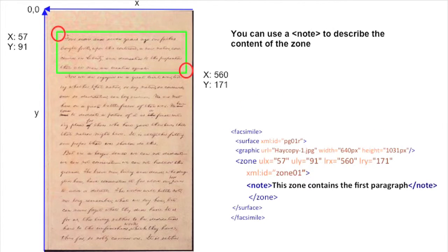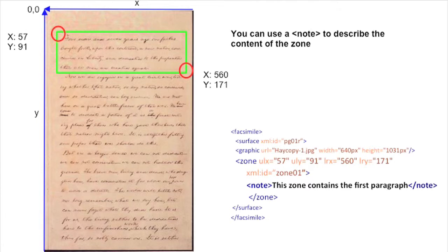Once you've had this encoding, you can, inside the zone, put an element note in which you explain the content of this zone. That is when you want to annotate your image, when you want to describe. For instance, if you are an art historian, you can use this to annotate the beautiful miniature of a medieval manuscript, or to describe what is in there.